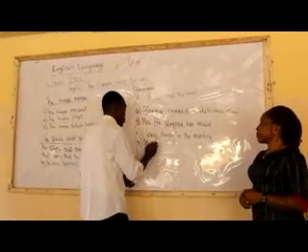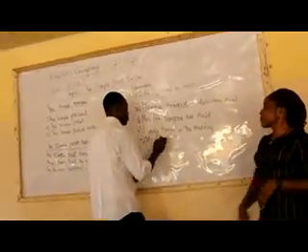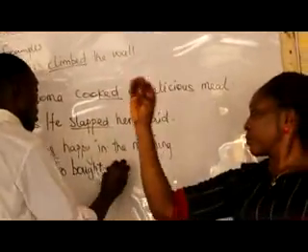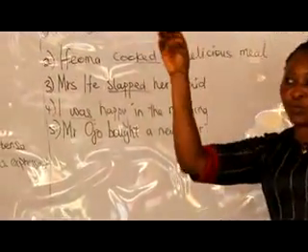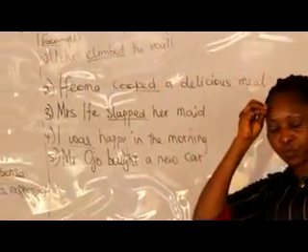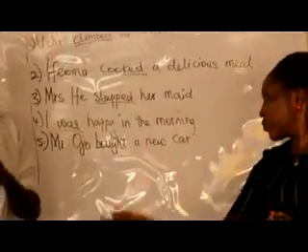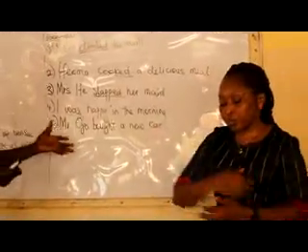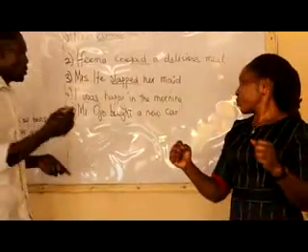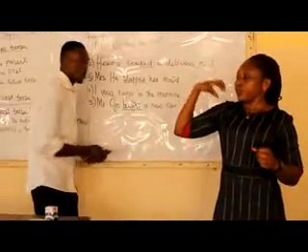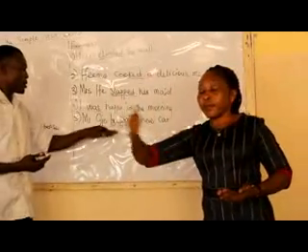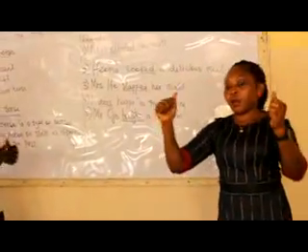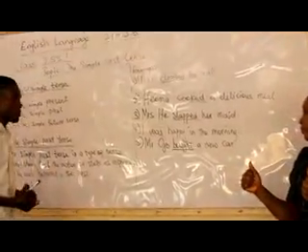Mr. Ojo bought a new car. Mr. Ojo bought a new car. If I ask you to identify the verb in this sentence, I know that you will identify bought, and it is correct because bought is the only verb element of this sentence and is in the simple past tense.